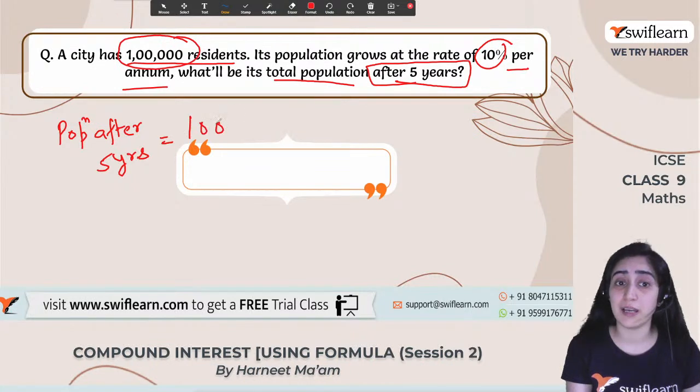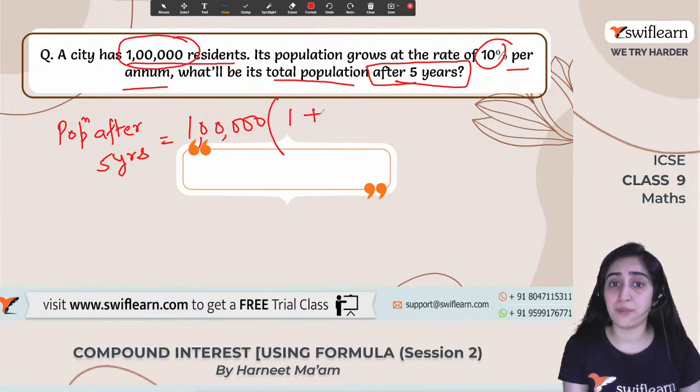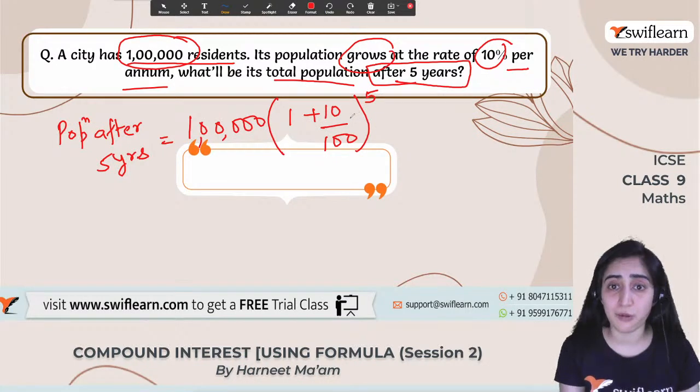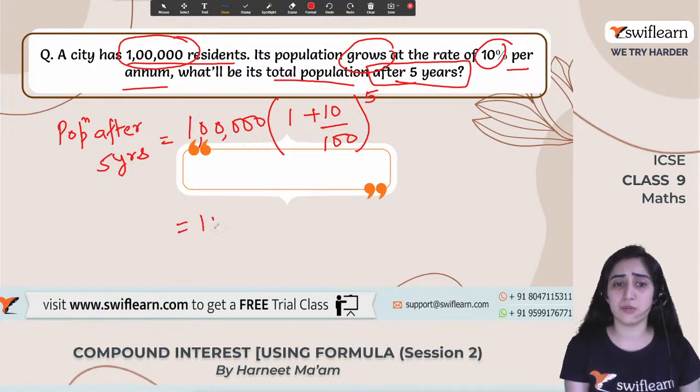Okay, I put 1 lakh is the present population to be multiplied by 1 plus what is rate of interest? 10%. It's saying increases, so automatically it grows means increasing. I'll use addition sign. By 100 to the power of 5. That is what they have to calculate. So can you guys do it? Let's do it simply.